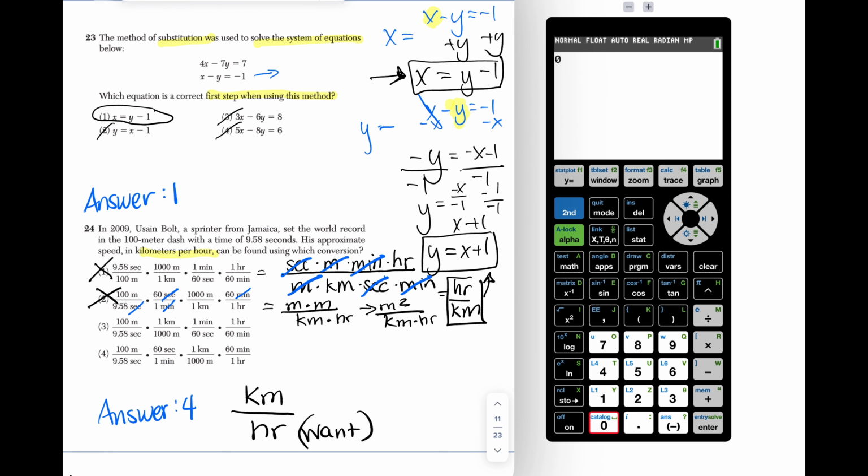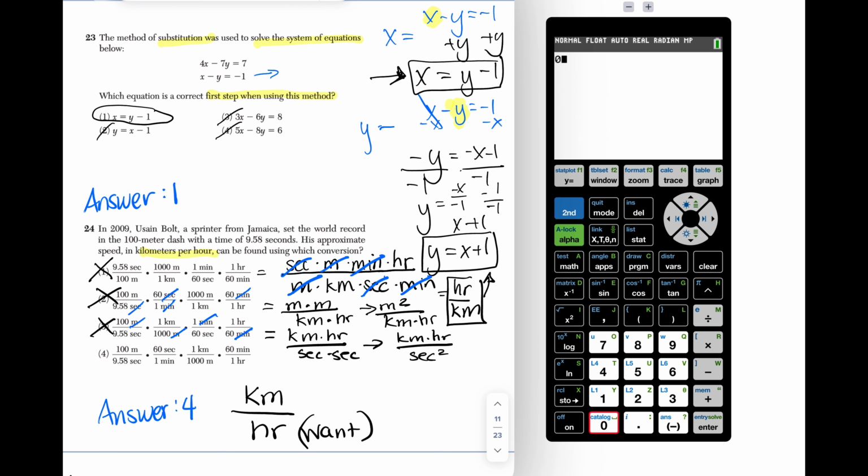So now we'll do the same thing with 3. Just look to see, do you notice a unit that's on the top and bottom? Yep, I see meters and meters. Do you see anything else? I see minutes and minutes. And that's it. So what am I left with? I'm left with on the top kilometers times hours over seconds times seconds, or kilometers times hours per seconds squared. And that's not what I want.